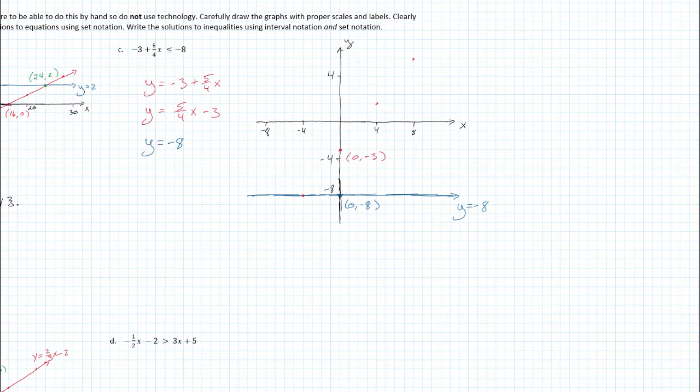Here we see an intersection with the other line. I'll do it one more time. Down 5, left 4. I'm going to draw a line through all of these points.